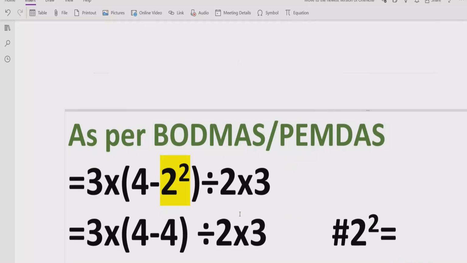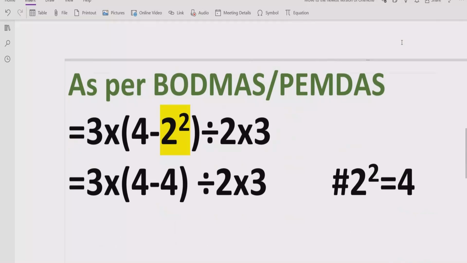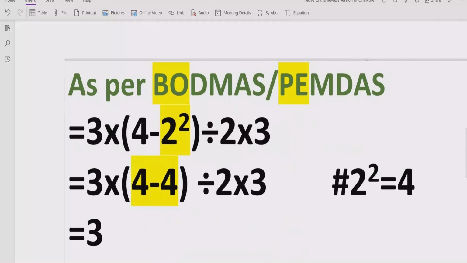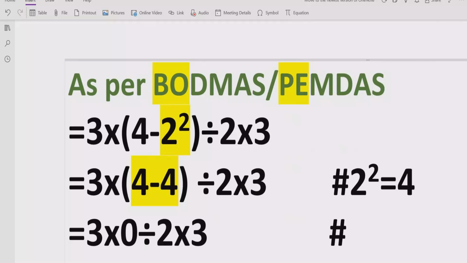equals 4. Now move forward, we have to solve the bracket because now we have two numbers inside the bracket which are subtracting each other. So we will subtract both of them and get 4 minus 4. This gives 3 multiplied by (4 minus 4), which becomes 0, and divided by 2 multiplied by 3. Here we give the reference: 4 minus 4 equals 0.